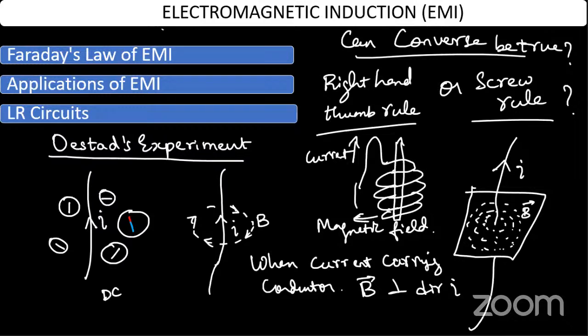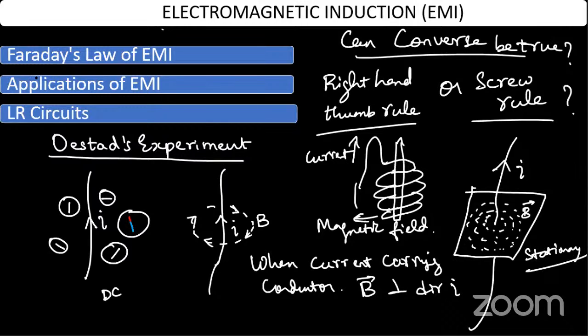So if it's moving, why should we require a motor? Okay, guys, see, if it was moving, it should also move the iron filings in that direction, right? So here the magnetic field is stationary. Okay, it's stationary.